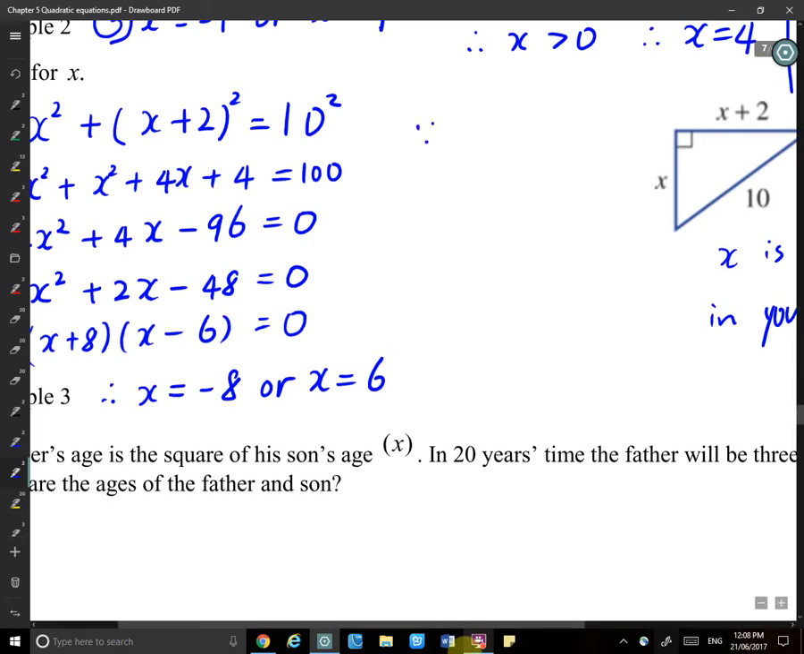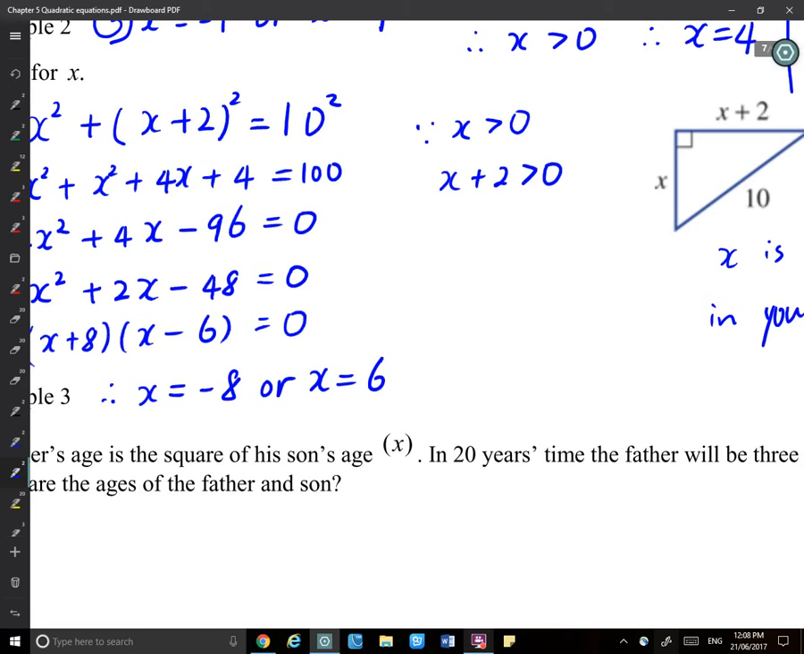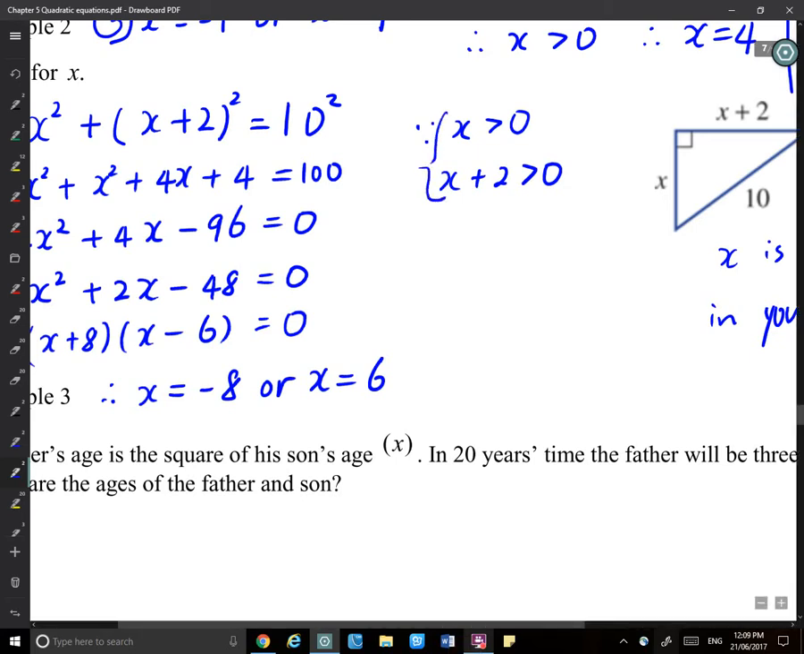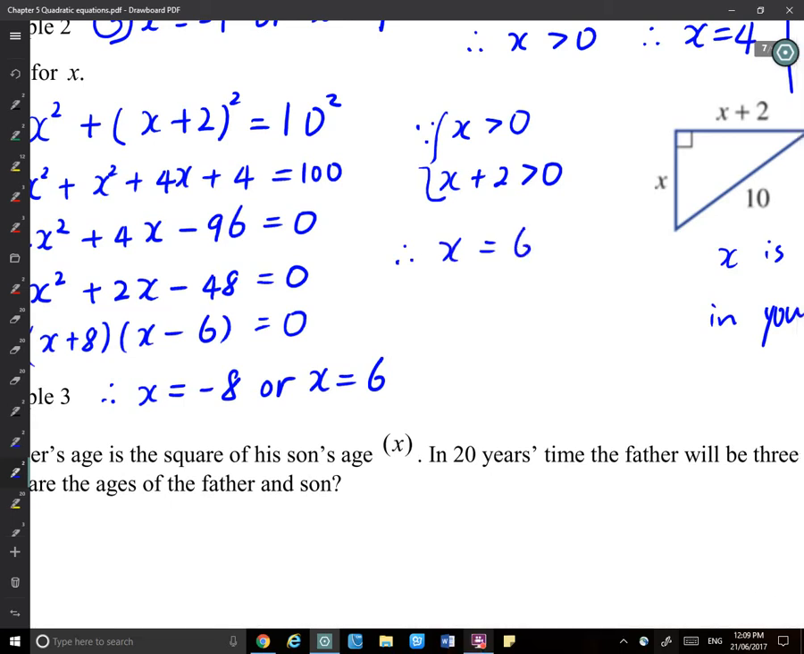Because x needs to be greater than 0, x plus 2 needs to be greater than 0. Both of them need to be greater than 0 because both represent the length of a triangle. I need to satisfy both. So x can only be positive 6.